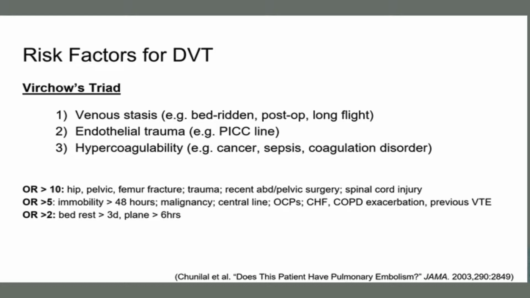And then these are broken down into odds ratios, where you see if a patient has a femur fracture, they have an odds ratio greater than 10 of having a DVT than a standard patient, whereas being on a plane for 6 hours increases your odds by a little more than 2. There is a great JAMA Rational Clinical Exam article entitled, "Does This Patient Have Pulmonary Embolism?" that goes into more details about some of these risk factors, but these are good to know.